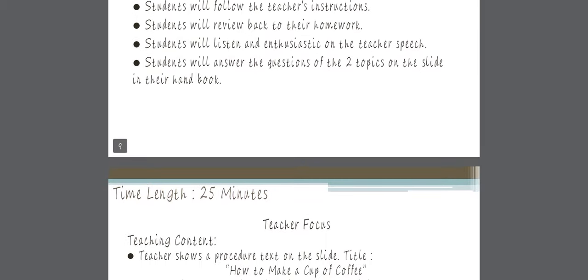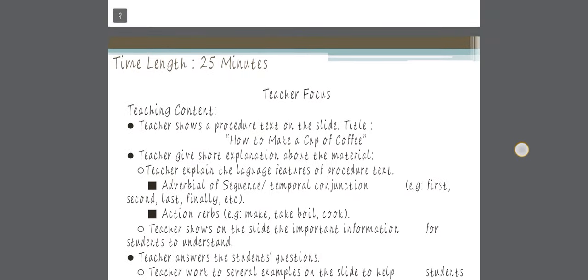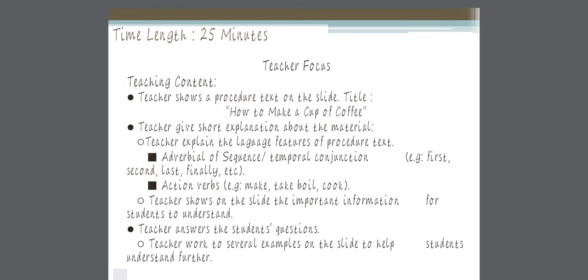And moving to the second sequence, I want to have a 25-minute time allocation because in this section the teacher focuses on reteaching the content that I delivered before. The teaching content is first showing the text on the slide. I want it that way because I want my students to have a picture of the procedure text so that they can remember the materials again.